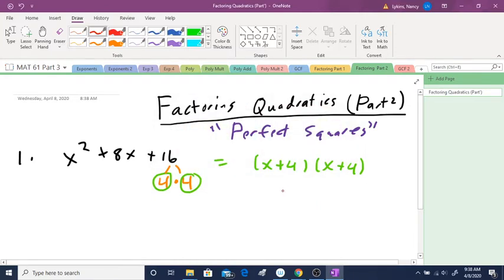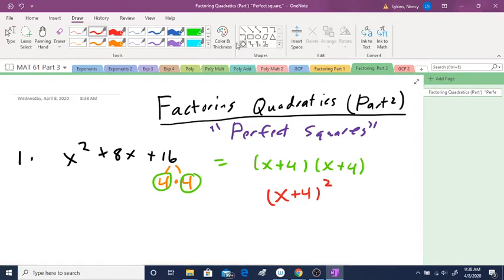some of us may be asked to even put it in this form right here. How many x plus 4s do we have? We have 2, so we square it. This is a perfect square.